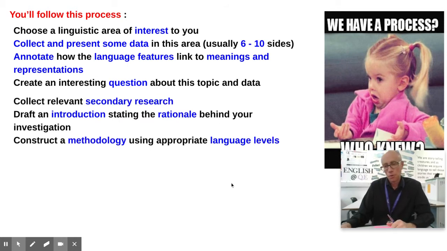Then what you're going to do, or at the same time as doing all of those, you're going to be collecting relevant secondary research. So you're going to be reading around the subject. You're going to be looking on the net. You're going to be looking at books in the departments. You're going to be reading things like e-magazine articles to give you more of an insight into the topic area that you've chosen. You're then going to draft an introduction that states the kind of whole rationale behind your investigation, i.e. why you chose it, and what are some of the important contextual factors that you think are going to be affecting the language. And then you're going to construct a methodology.